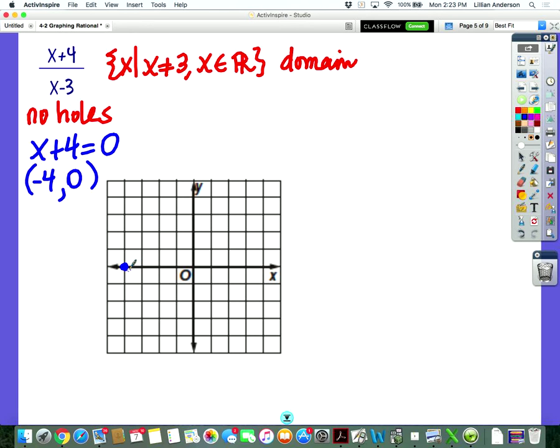Okay? Now we have to find our y-intercept. Wait, that's your x-intercept? Negative 4, 0. Now let's find our y-intercept. You do that by doing what?